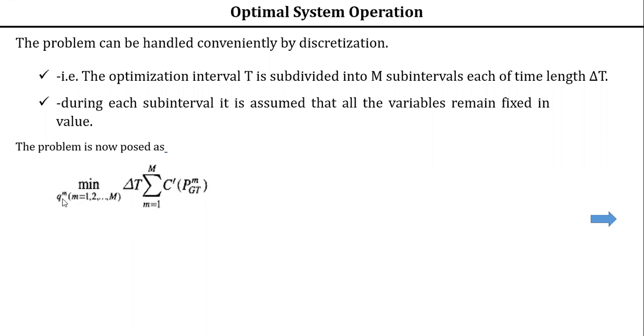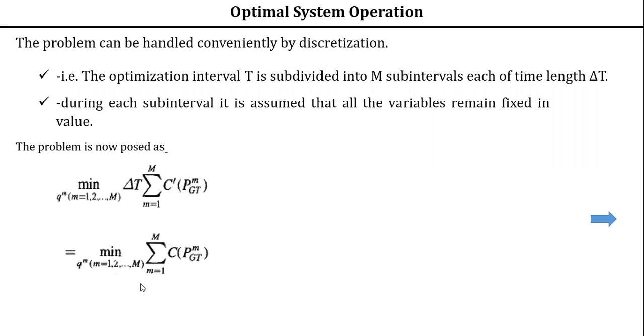That means what is the cost during the first sub interval? What is the cost during the second sub interval, etc.? You have to find out, and finally, you have to add all these things. Now what we are going to do is take delta T into C dash, and represent it as a new constant C. That means we are absorbing delta T into C dash, which is replaced with C here, in the same equation.